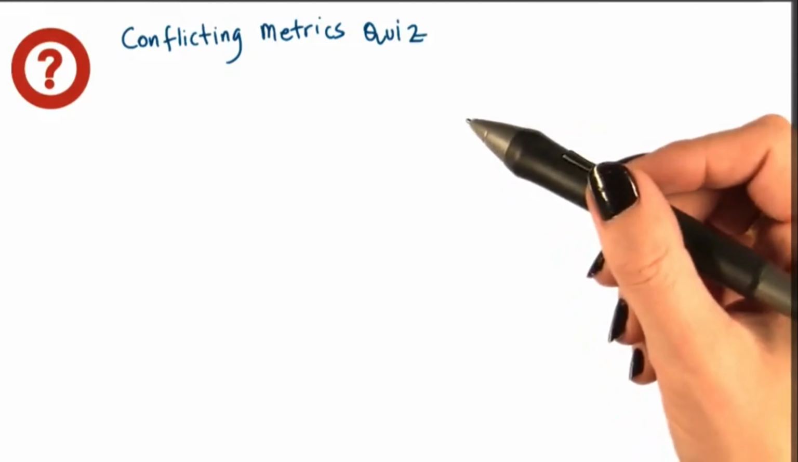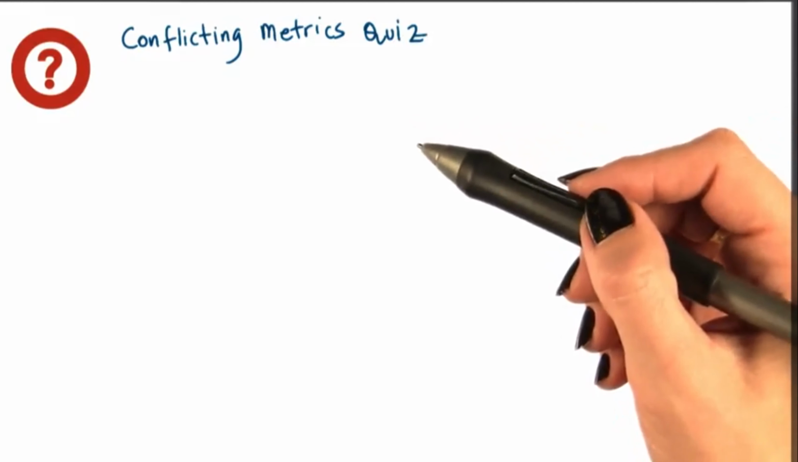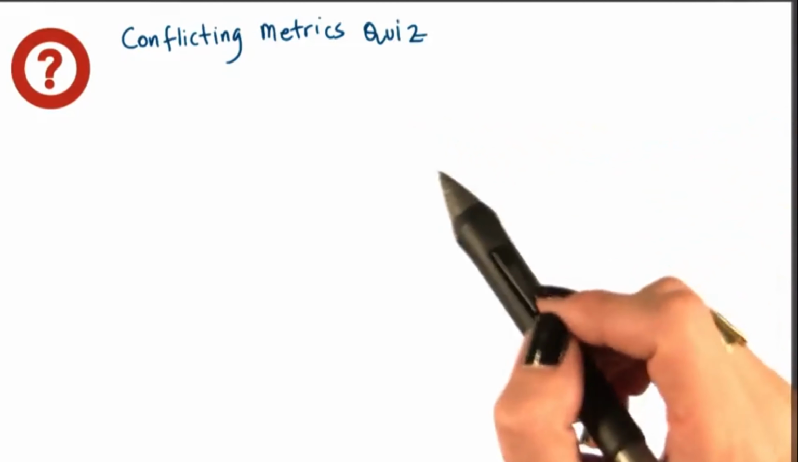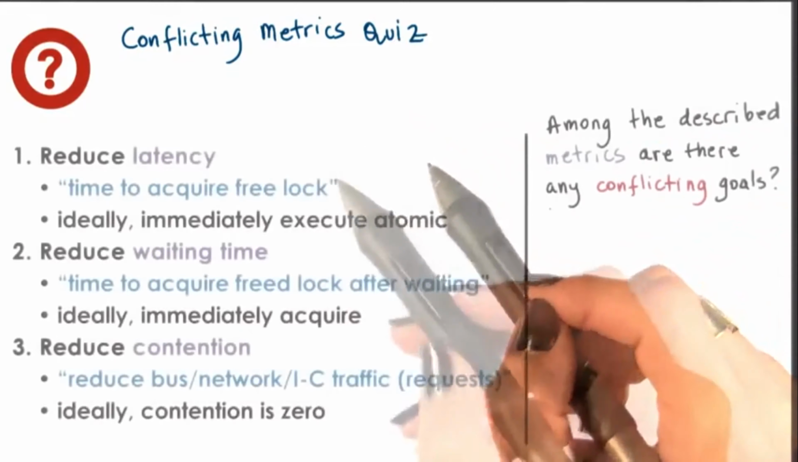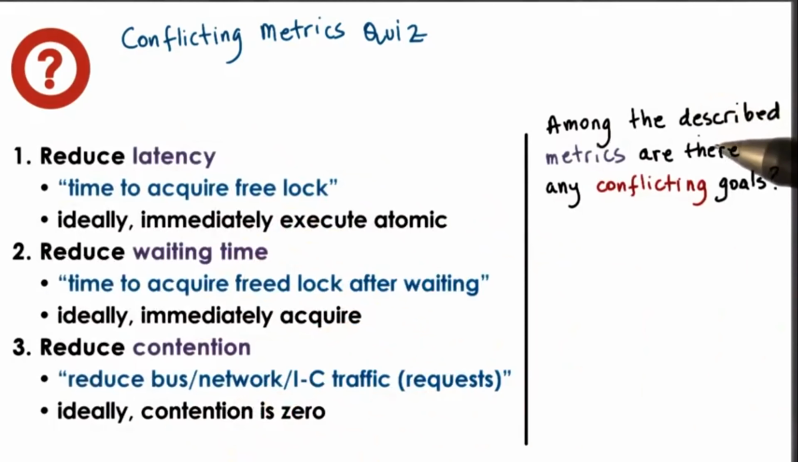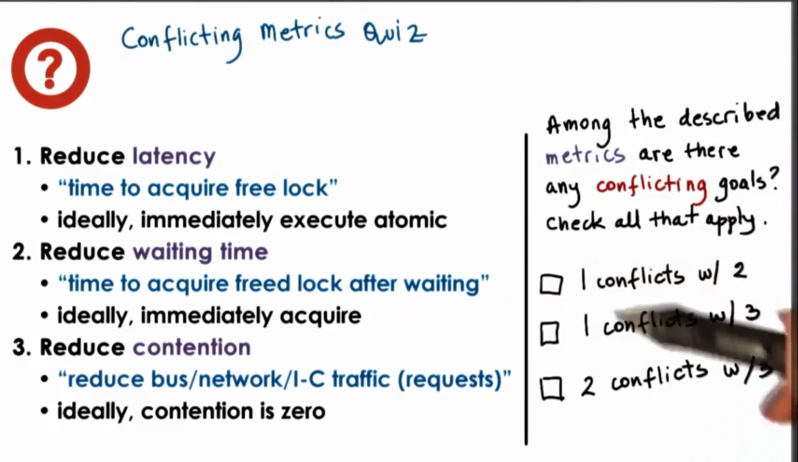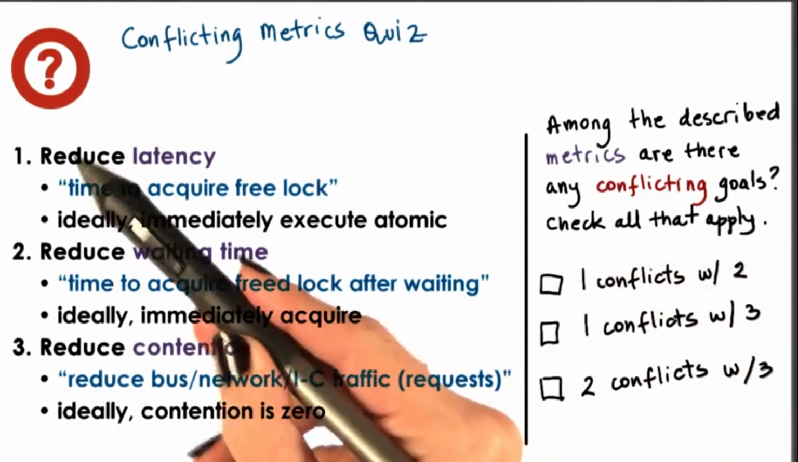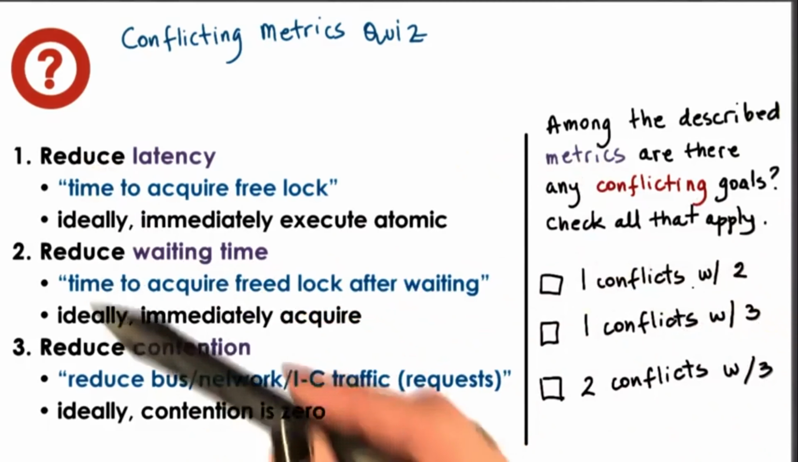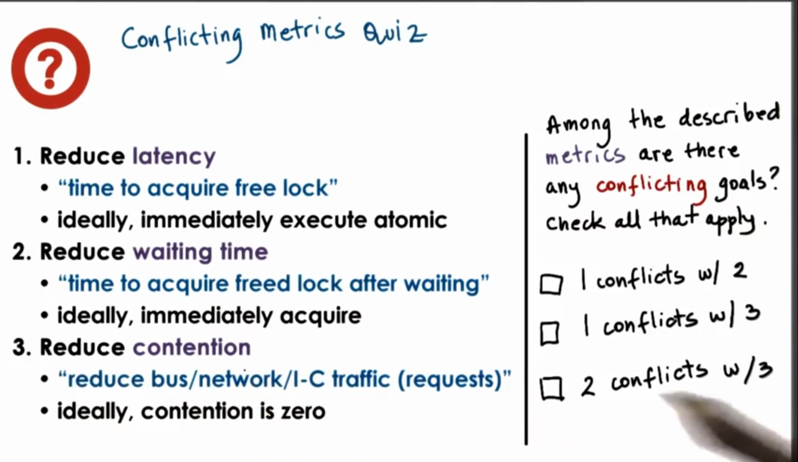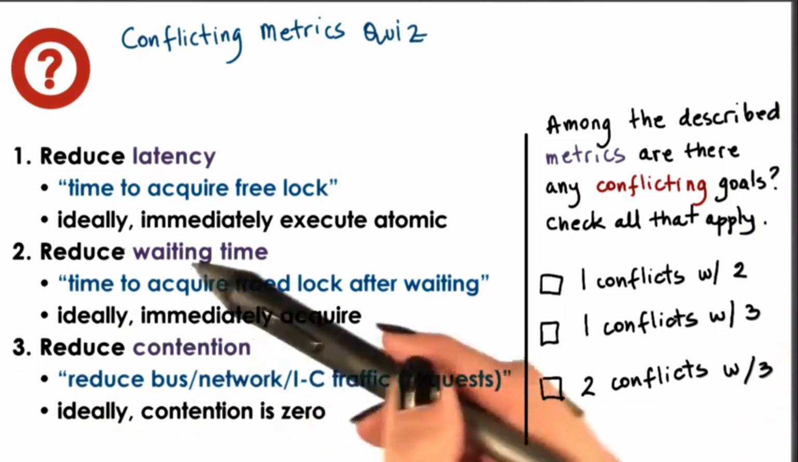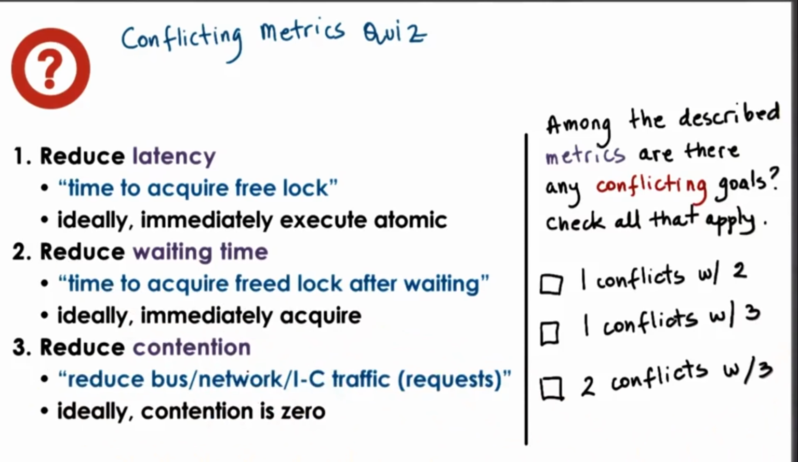As a quiz, let me ask a question regarding the Spinlock performance objectives and accompanying performance metrics we just discussed. Among the performance metrics that we just discussed, are there any conflicting goals? In other words, does one of these goals counteract any of the other ones? I'm giving you three possible answers: that 1 conflicts with 2, that 1 conflicts with 3, and that 2 conflicts with 3. You should check all the ones that apply.